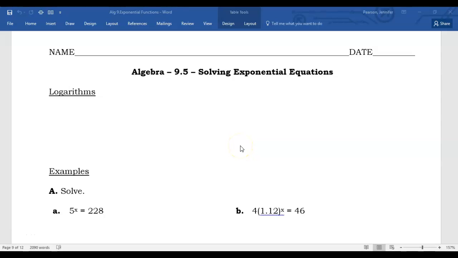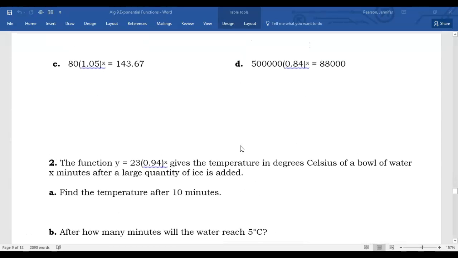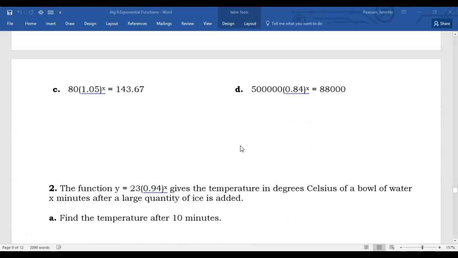I'm going to be going over a couple of the exercises from Algebra Lesson 9.5. I want to do problem 1C.